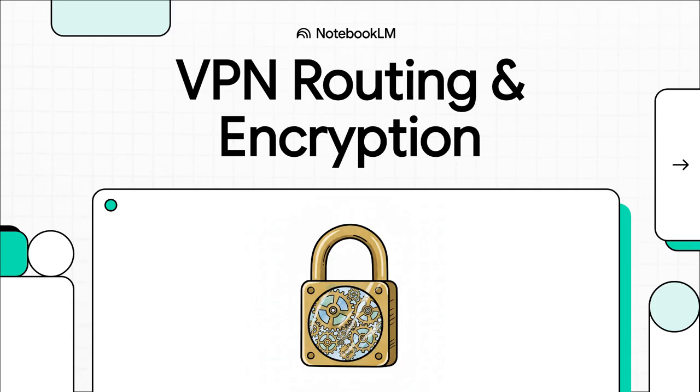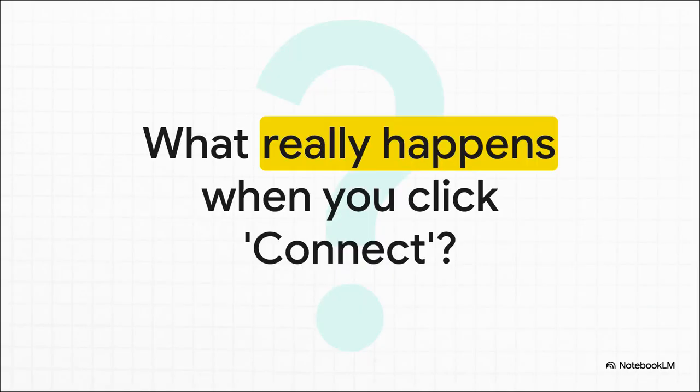We're going to break down the exact mechanics, the routing decisions, and the encryption layers that actually make this technology tick. We all kind of view it as this magic privacy button, right? You click a little toggle on your laptop, it turns green, and bam, you feel totally invisible. But what really happens when you click connect?